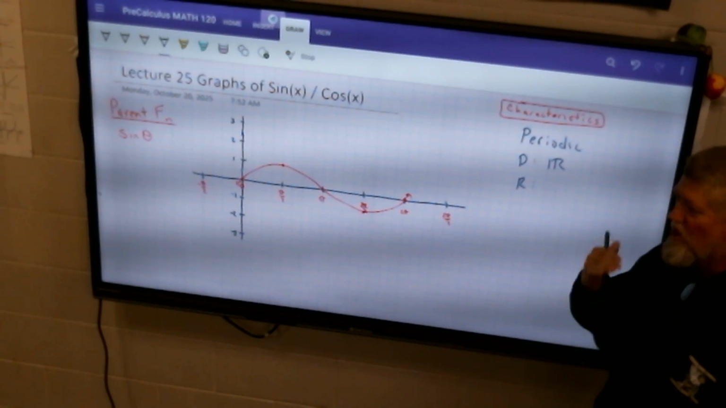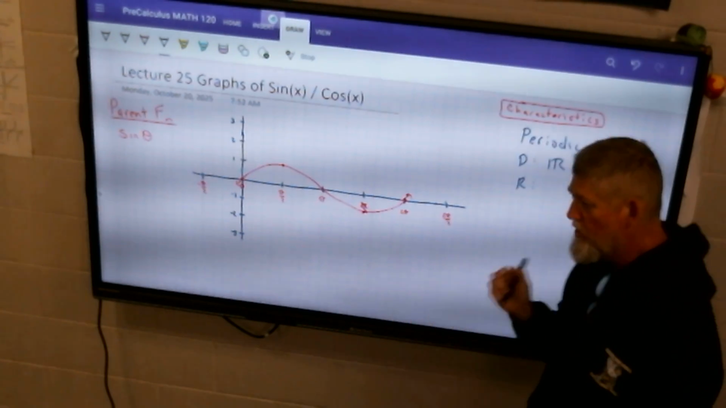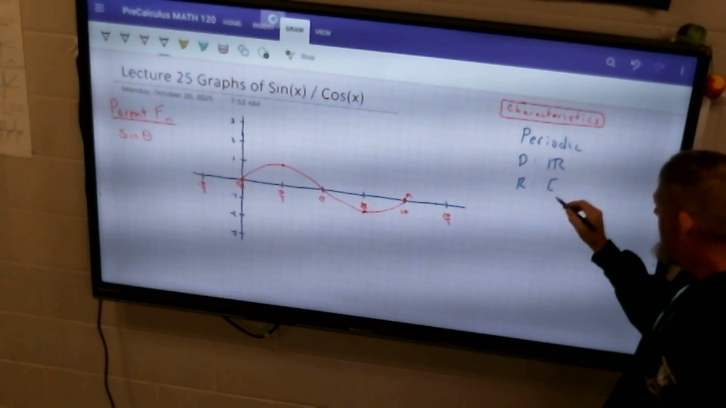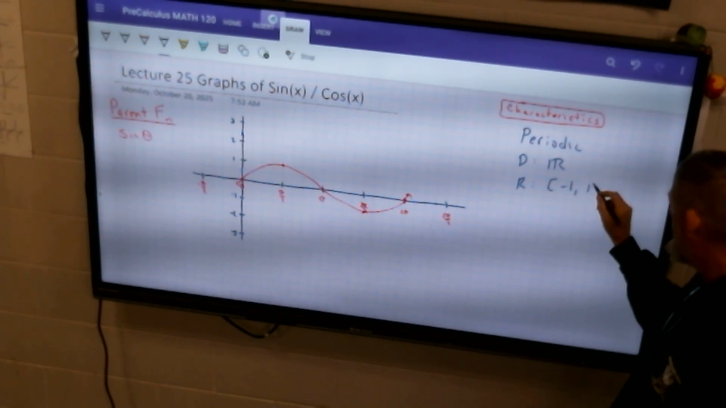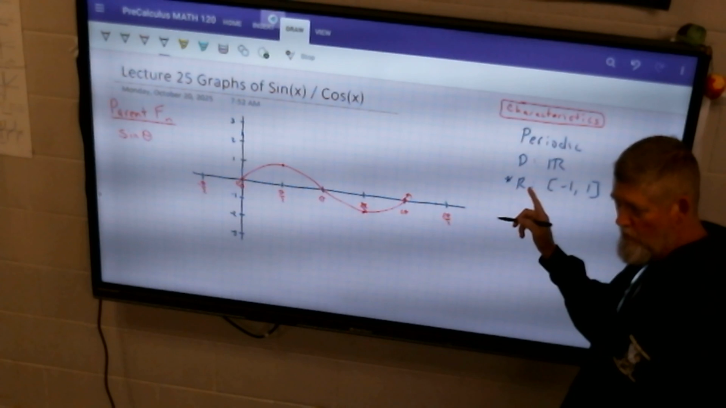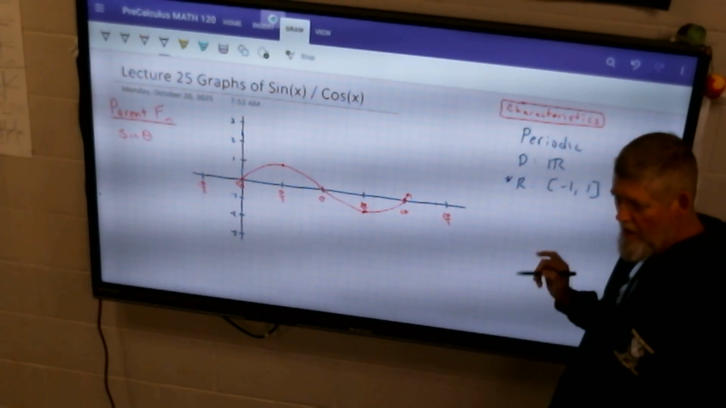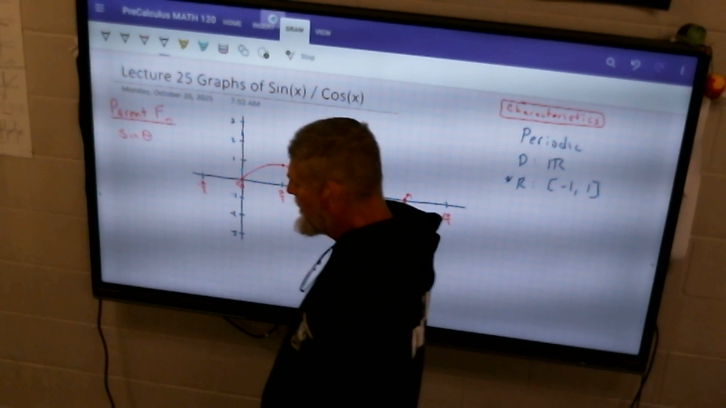So the maximum here is 1, right? Does the sine ever actually equal 1? Yes. At pi over 2, it actually equals 1. So brackets. Does it ever actually equal -1? Yes, at 3 pi over 2. So -1 to 1. By the way, that's an important concept right there we're going to come back to later on. Okay? So it's periodic, it has a domain of all real numbers, it has a range of -1 to 1.